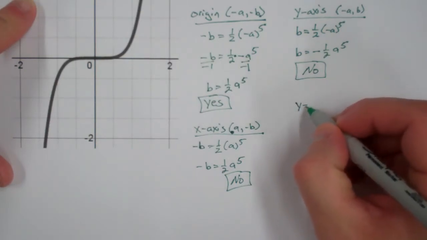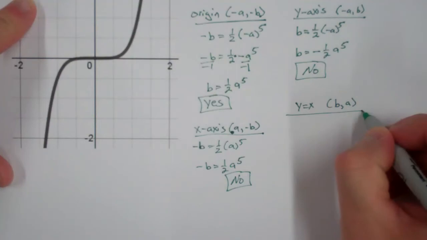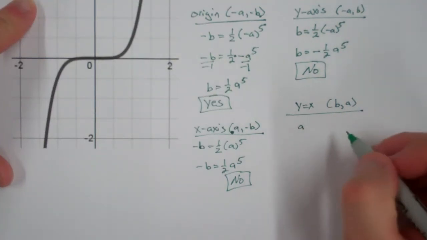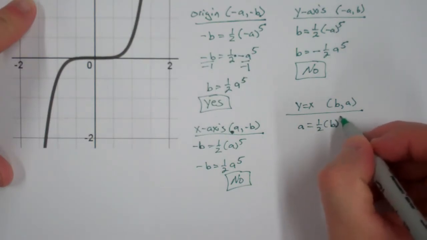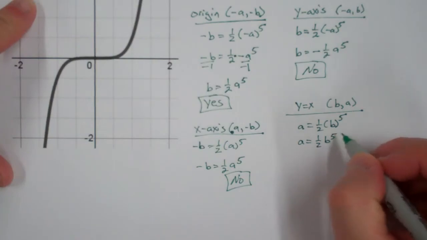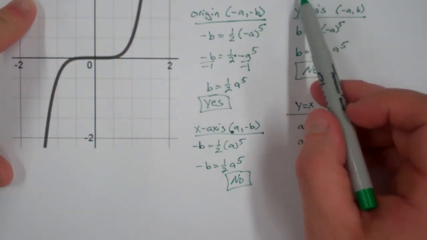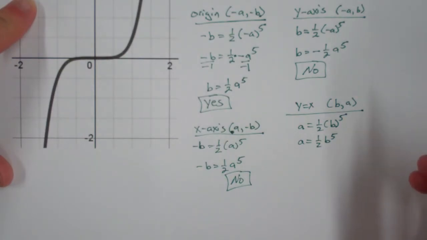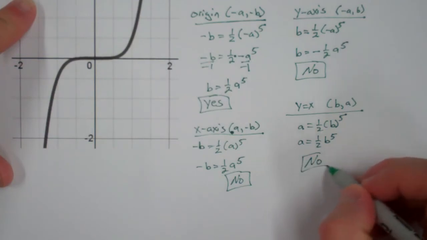We're going to try the line y is equal to x. The test is b comma a. So this time the a is going to be the y, and the b will be the x. So we'll be left with a is equal to 1/2 b to the 5th. Even though these look similar, the a and the b are in different spots, and so we can conclude that there isn't any symmetry about the line y is equal to x.